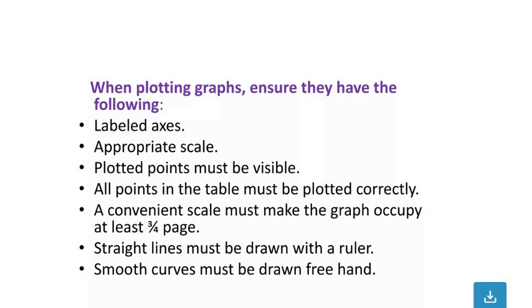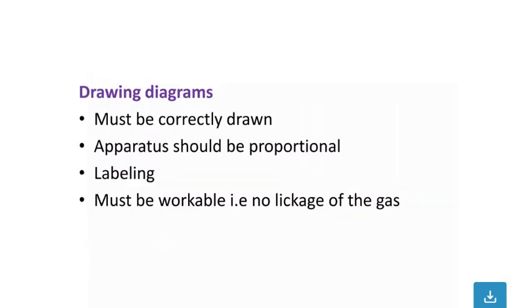When plotting graphs, ensure they have the following: labeled axes, an appropriate scale, visible plotted points, and all points in the table plotted correctly. A convenient scale must make the graph occupy at least a 3 by 4 page. A straight line must be drawn with a ruler. Smooth curves must be drawn freehand.